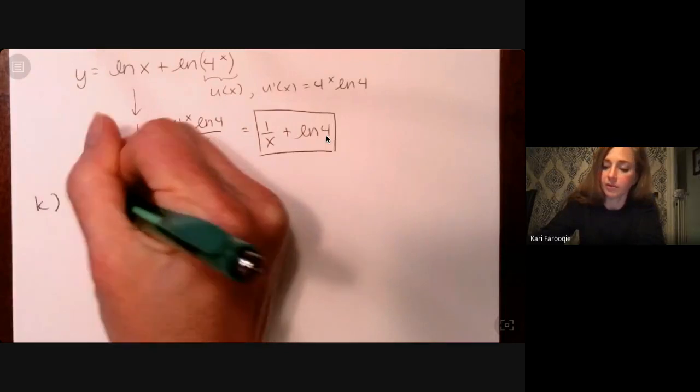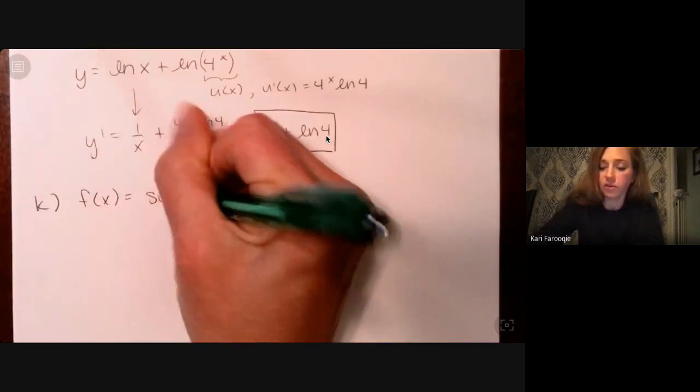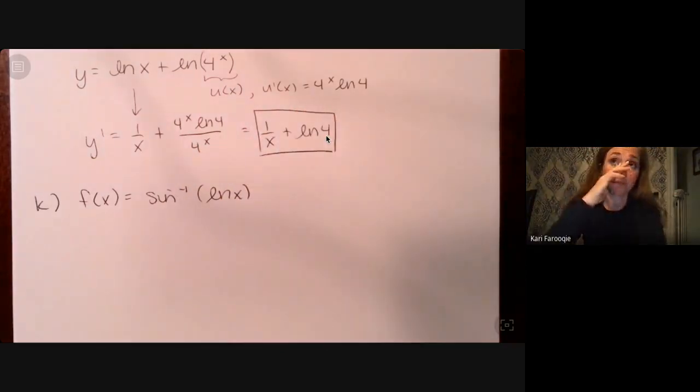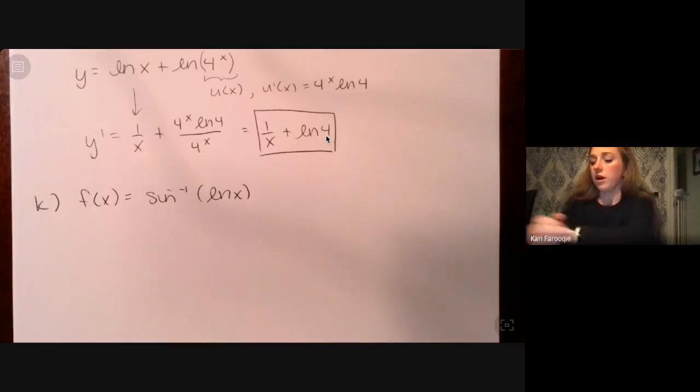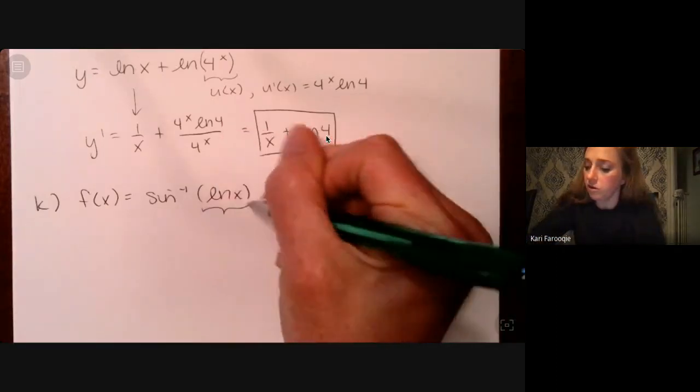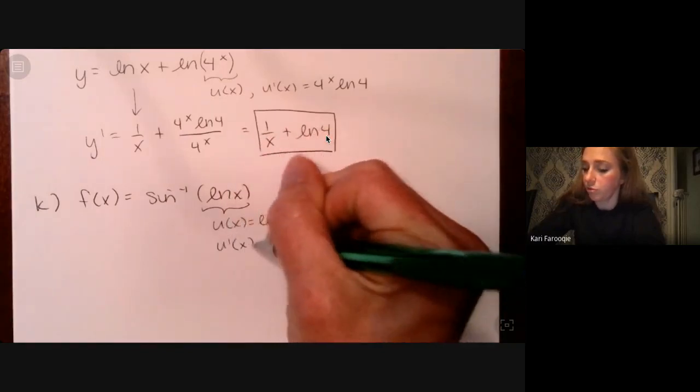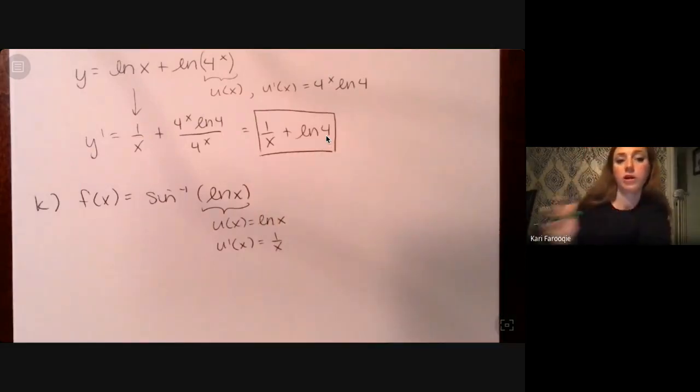Okay, so this is f of x is the inverse sine of the natural log of x. So now we talked about derivatives for inverse trig functions in 3.3, and I gave you a rule for finding the derivative of the inverse sine function. It was u prime divided by the square root of 1 minus u squared. So let's go ahead and take this derivative using u of x equals ln x, and then u prime of x is 1 over x.